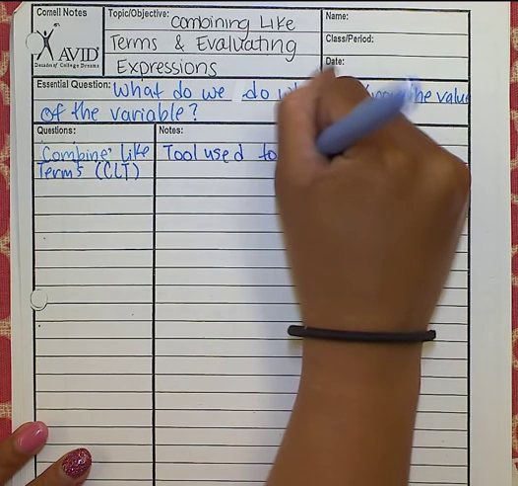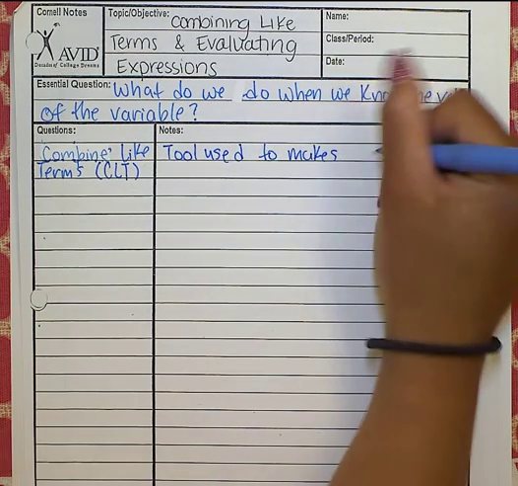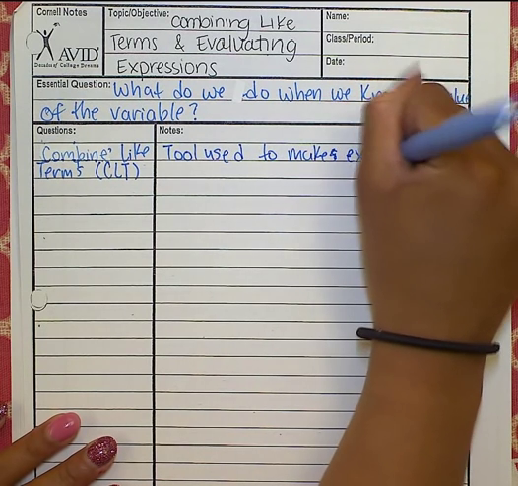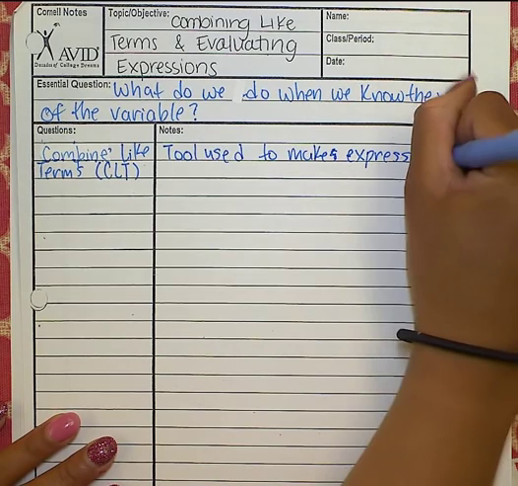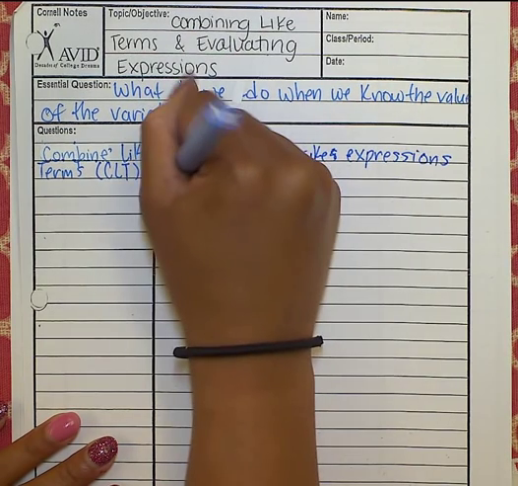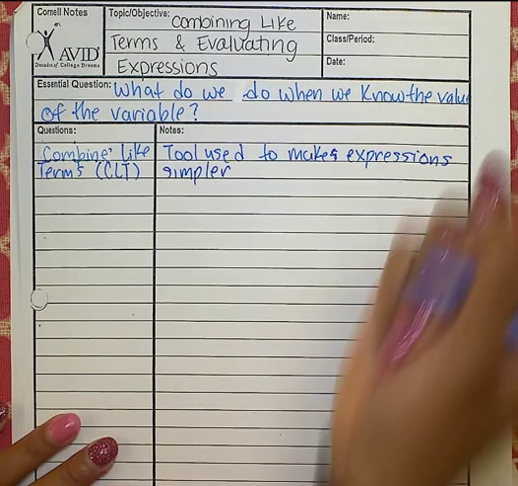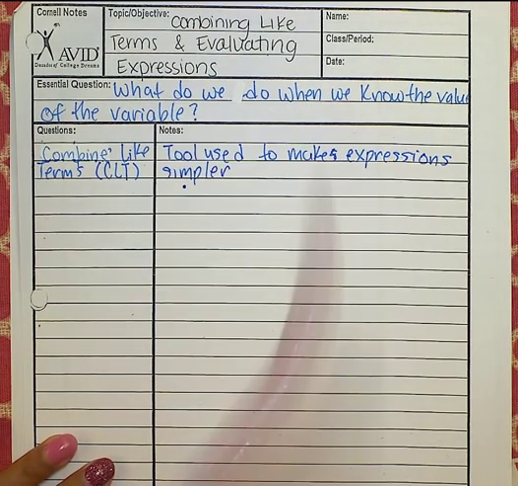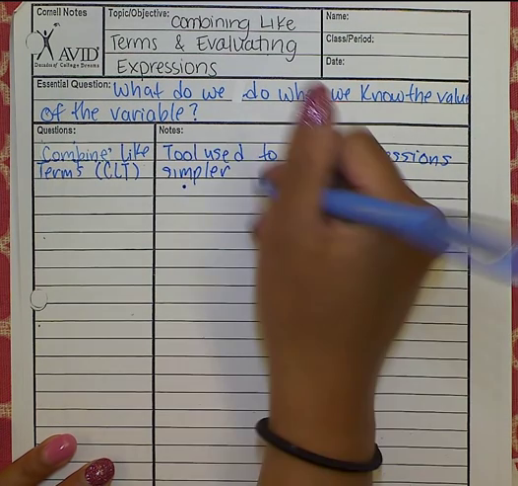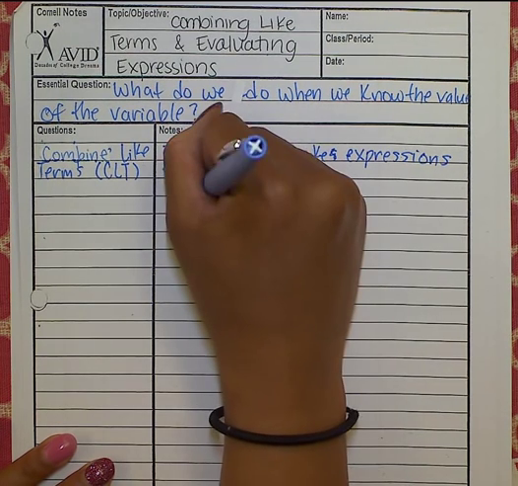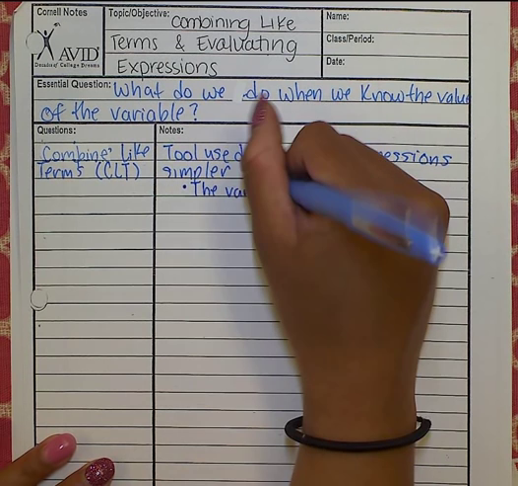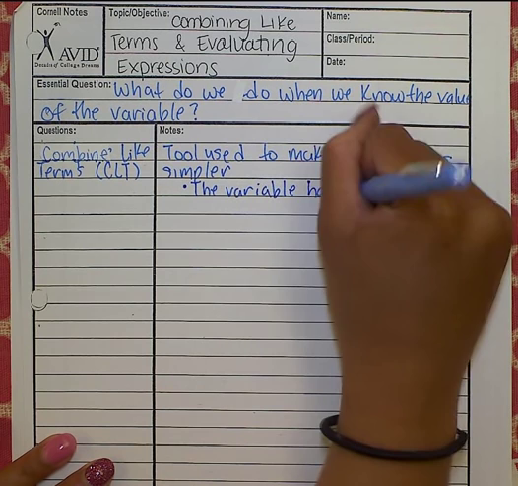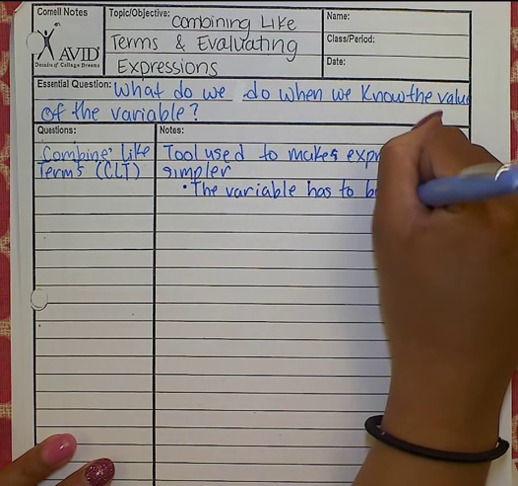So sometimes you'll be given a really long expression, but in order to combine like terms, you can make it simpler. What I mean by this is you can combine terms that are simply alike. So there are multiple rules in order to do this. The first one is that the variable has to be the same. That's the first rule, and I'll show you what this means.